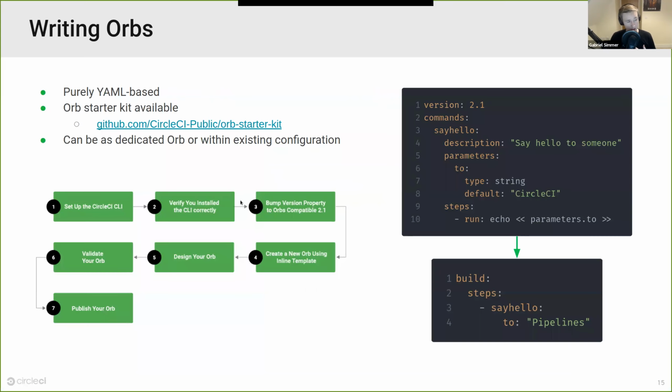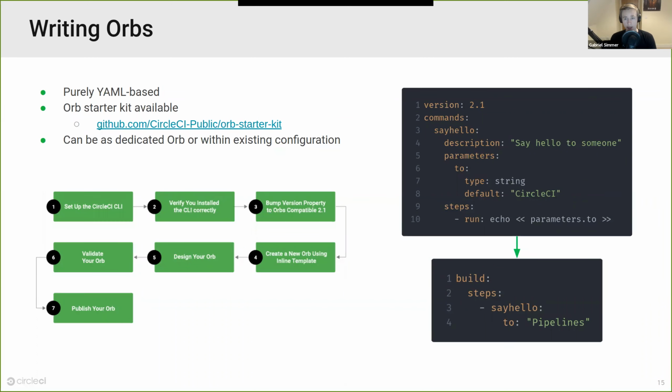Writing orbs, it's all YAML based, so there's no need to learn a new scripting language or to utilize an existing one. It's all done in YAML, which is very similar to configurations already written for projects in CircleCI. And we do provide an orb starter kit as well, which comes with some examples and a pre-configured CircleCI configuration that can let you hit the ground running for integrating CI/CD into your Orb workflow.